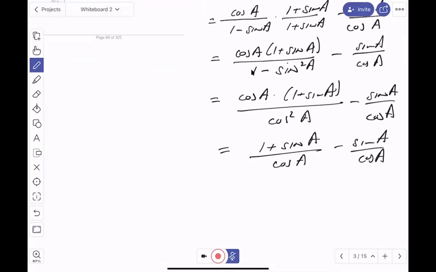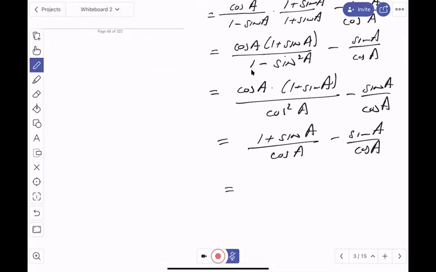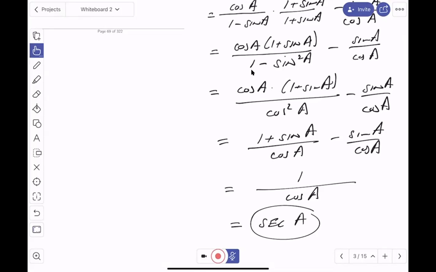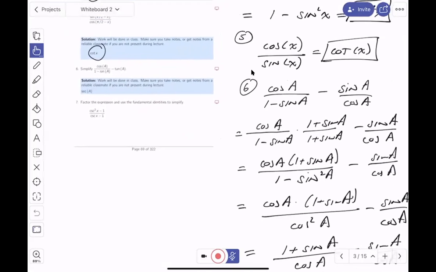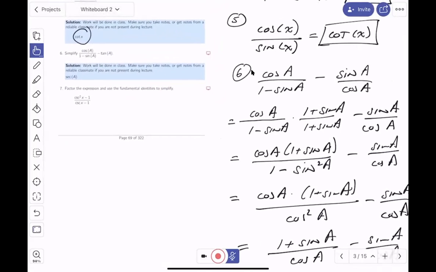All right, let's keep going. I'm going to add these two fractions together. The common denominator is cosine a, and you would get 1 plus sine a minus sine a, which is 1. What do you get over here? Well, you should recognize that 1 over cosine a is secant of a. All right, so I want to go back and look at the original. I'm looking at number 6, and they say it's secant of a, as we expected.